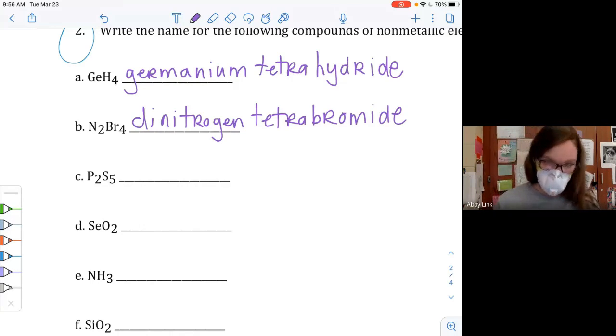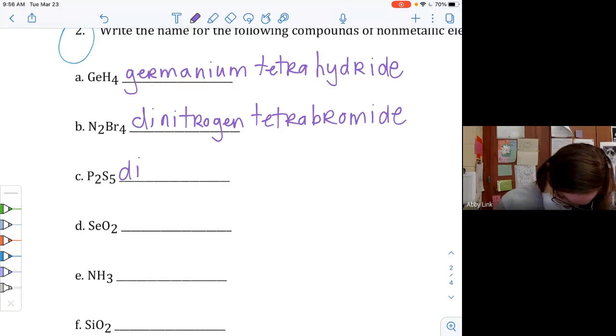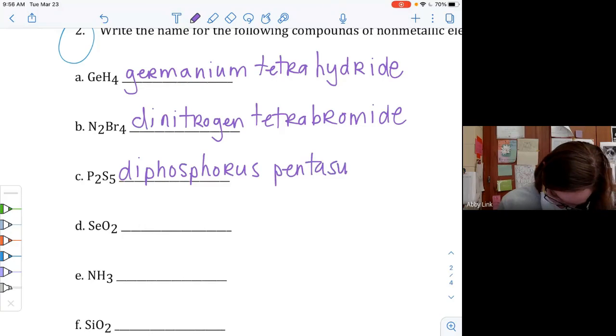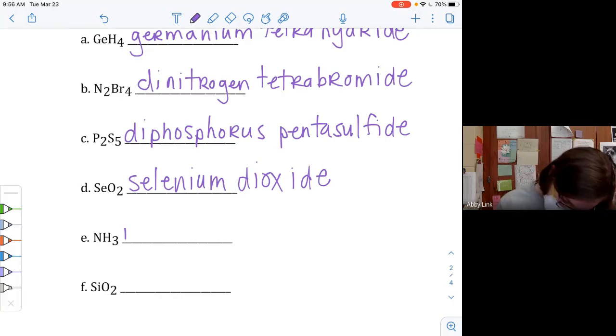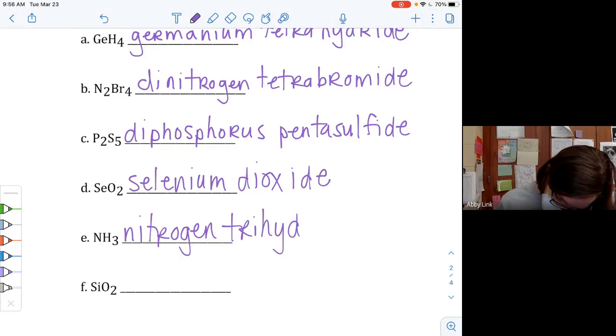And the most common subscripts. Okay, letter C, diphosphorus pentasulfide. SeO2 is selenium dioxide. NH3, nitrogen, no prefix because there's only one of those, and then trihydride. And then silicon dioxide.